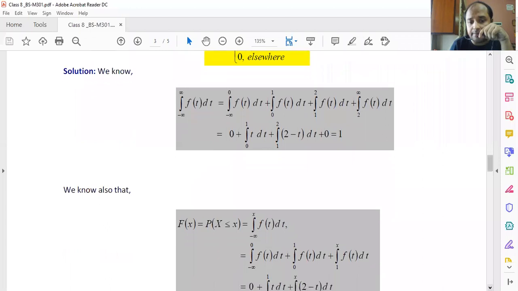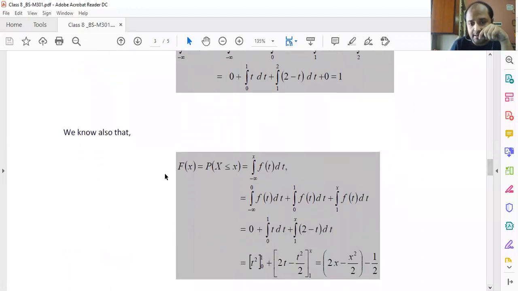Now let us calculate the distribution function for the given case. By definition, Fx is equal to the probability that capital X is less than or equal to small x. We are going to integrate f(t) dt from minus infinity to x. Now here is a very important part which I must mention. Try to look at it carefully, how I broke the interval. I didn't break it like that: minus infinity to 0, 0 to 1, 1 to 2, and 2 to infinity. Not like that. Rather, I am writing minus infinity to 0, 0 to 1, and 1 to x.